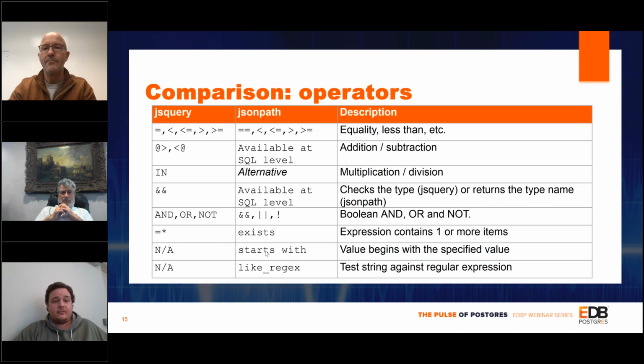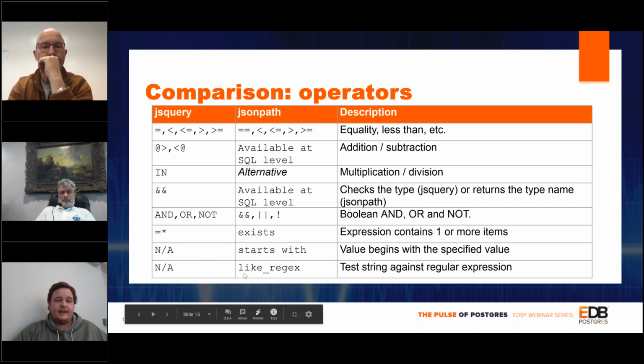You can't do starts with, or find whether a string starts with a certain set of text, in Jsquery, but you can in JSONPath. And you can perform regular expressions in JSONPath, whereas you can't in Jsquery. So yeah, apologies for the descriptions being wrong here. I've obviously updated 2 columns and didn't do the last one.